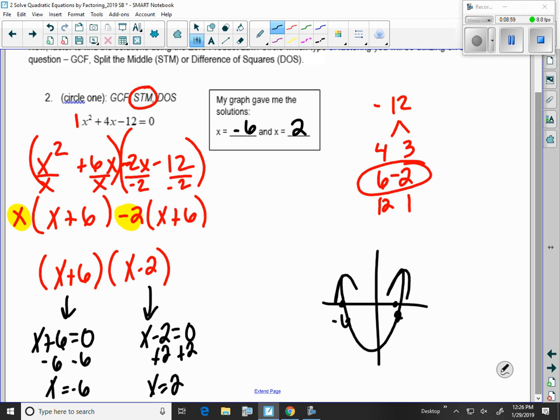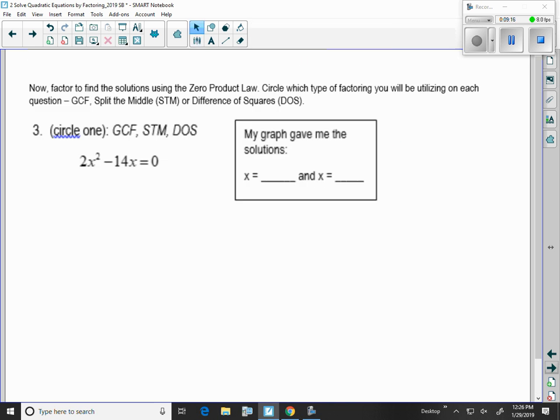What is it, positive 1? No, because the bump. Never mind. Making sense? So this is one way that we use factoring. Pretty cool. Ready for the next one? Okay, what type of factoring?